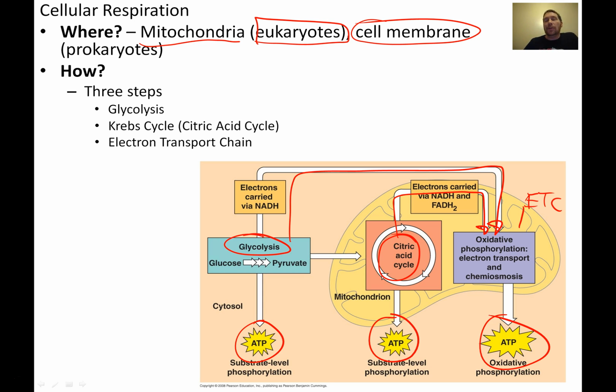And remember, that's the whole point of doing cellular respiration, is to make ATP. But the final step is the one that really makes a lot. Glycolysis makes 2 ATP. Krebs cycle or citric acid cycle makes another 2 ATP. And the electron transport chain can make up to 32 ATP. So you get a little bit of ATP here, a little bit of ATP here, and a whole buttload of ATP right there. So those are the 3 steps. So let's talk about these 3 steps in a little bit more detail.